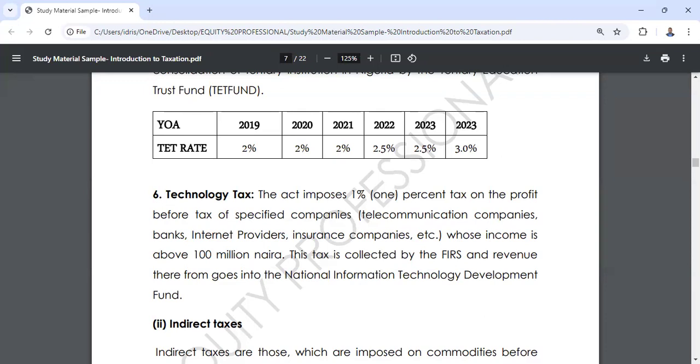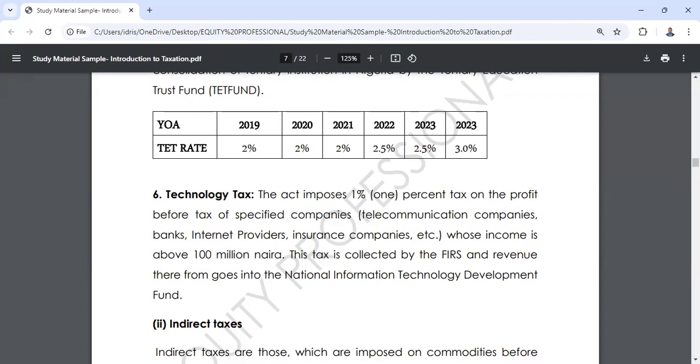It is imposed on your profit before tax. It is not all companies that pay it. The companies that pay it are telecommunication companies, financial institutions like banks, insurance companies, internet service providers, pension companies, and petroleum companies too.